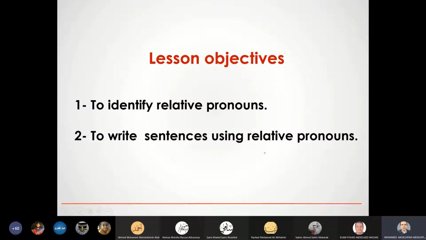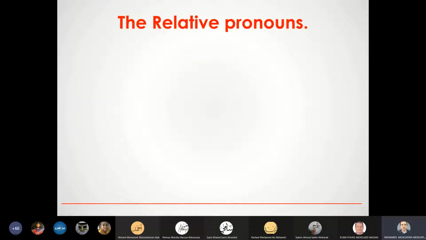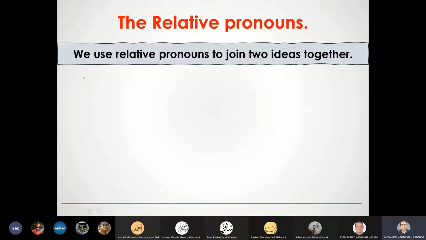So, students, today, inshallah, we are going to learn about the relative pronouns. Somebody says, teacher, what is the meaning of relative pronouns? We use the relative pronouns to join 2 ideas together. Look here, I have got 2 sentences, 2 ideas. Sentence number 1, this is the boy. And also we have another sentence with another idea: he spilled the milk. He and the boy are the same person. These words refer to the same person, the boy.